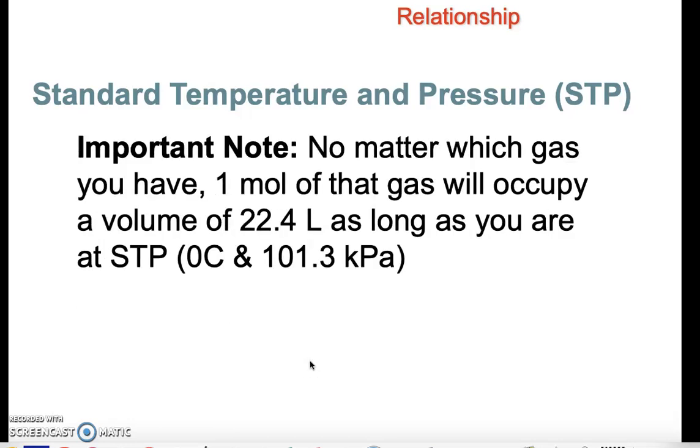Here's an important note. No matter which gas you have, 1 mole of that gas will occupy a volume of 22.4 liters as long as you are at STP.